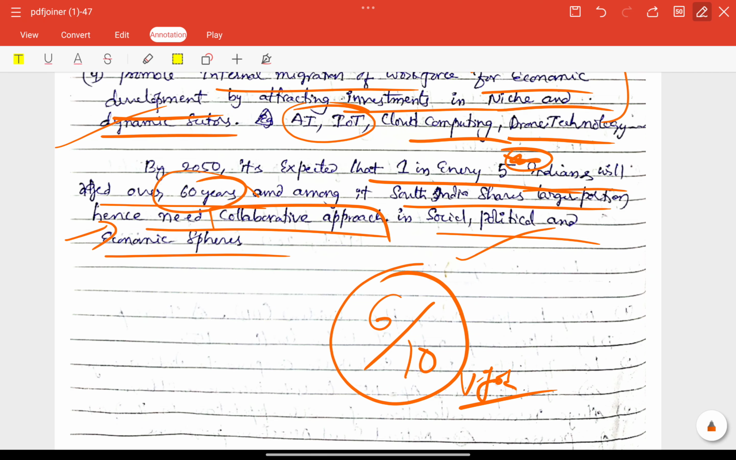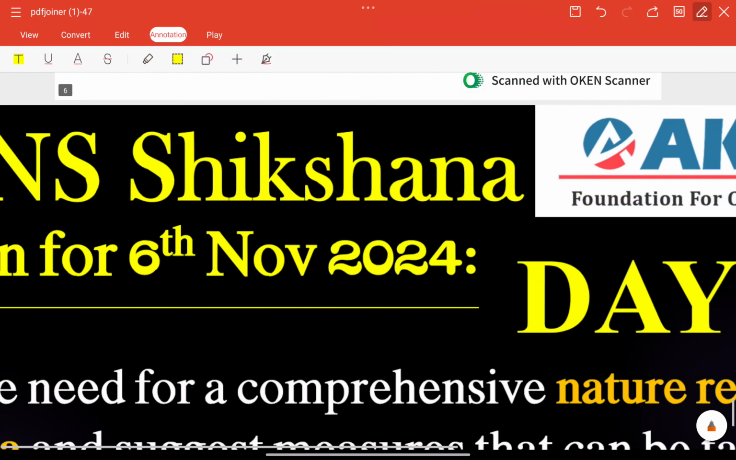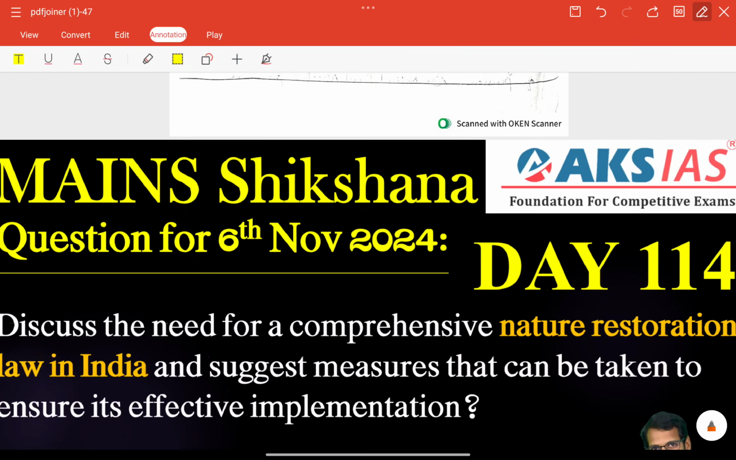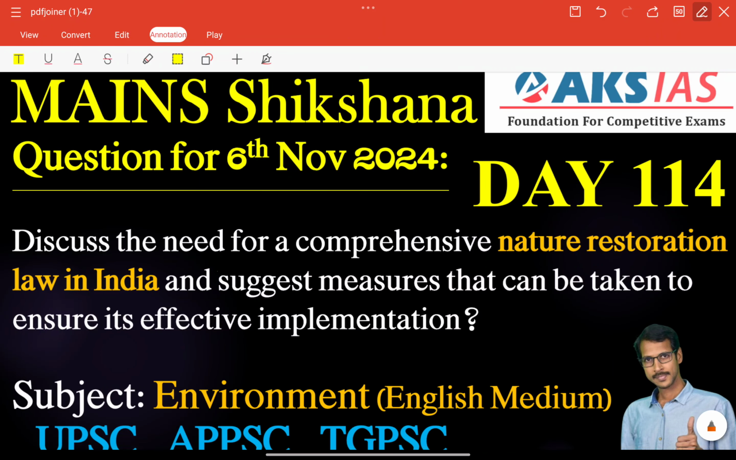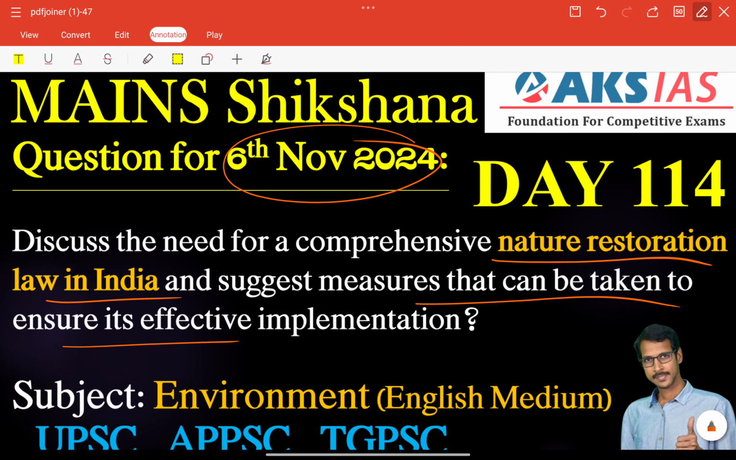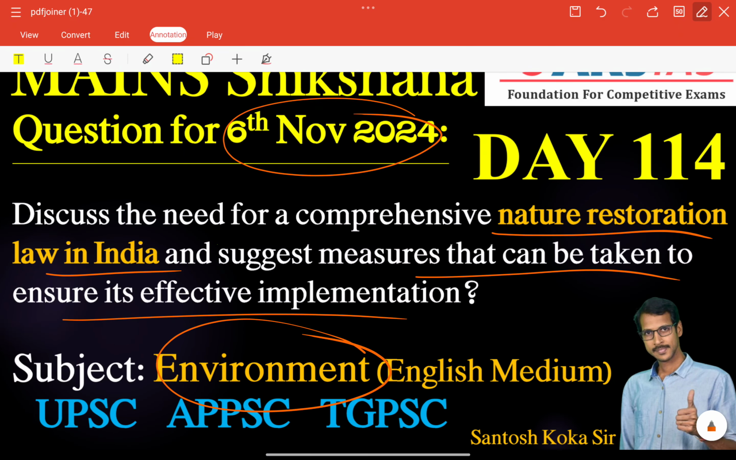Very good. So let's check tomorrow's day 114 question, that is main section of free initiative 6th November 2024. Discuss the need for a comprehensive nature restoration law in India and suggest measures that can be taken to ensure its effective implementation. That is related to our environment topic. Very important, recently seen in the news regarding European Union's nature restoration law, right? So according to that, it may be asked in the upcoming examination, right?